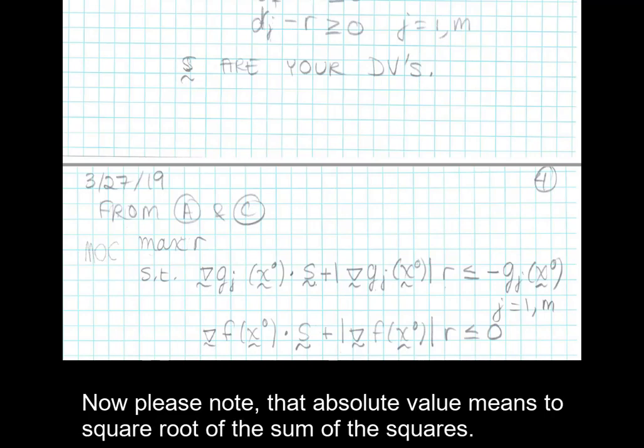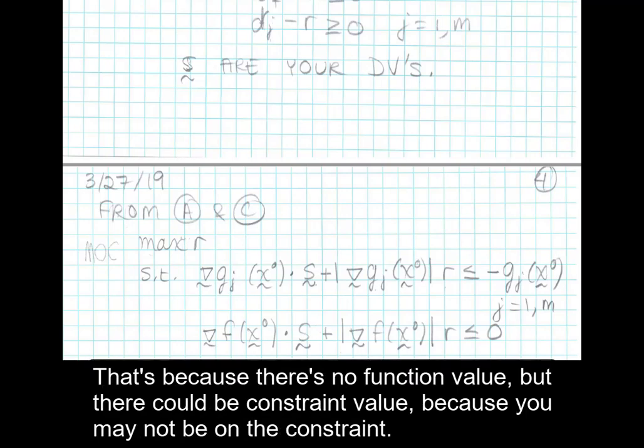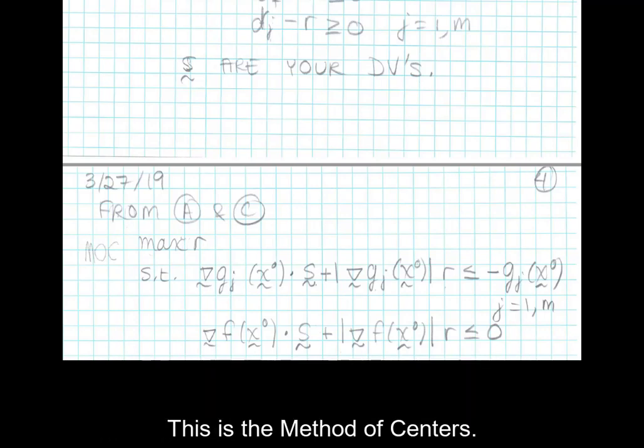Now please note that absolute value means the square root of the sum of the squares. For del f at x0 dot s plus the absolute value of del f at x0 times R is less than or equal to 0. That's because there's no function value, but there could be a constraint value because you may not be on the constraint. This is the method of centers.